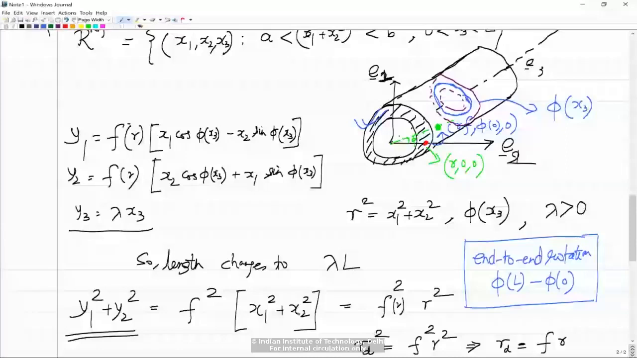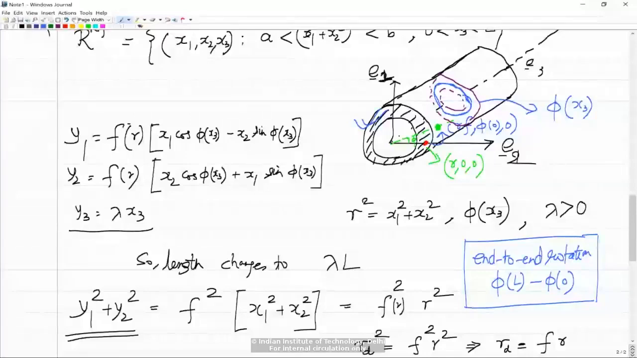Anybody? No one? Divided by L. Well, that's if the twist is uniform, no? But here we don't know this function phi. How is this function phi changing with x3? Is this linear in x3? We don't know.